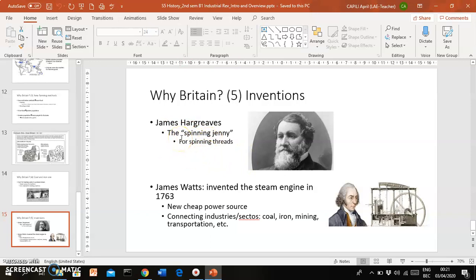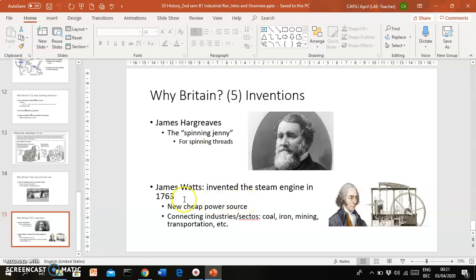For instance, a good example is James Hargreaves' spinning jenny. Why is this important? Because this machine could spin 8 cotton threads at the same time. Okay, and if you had cotton threads, then you could produce more clothes. So this machine enabled people to produce so much more than, let's say, one person working at home on one machine doing it manually.